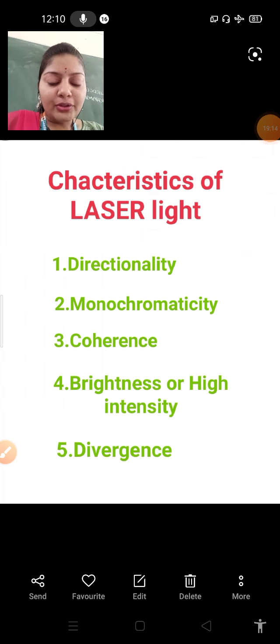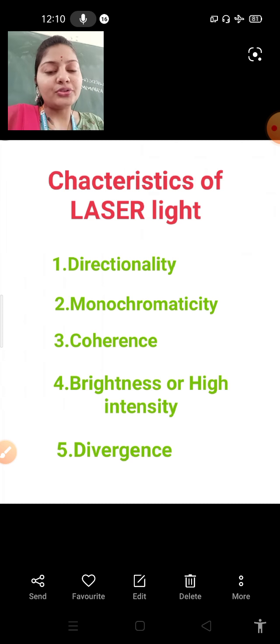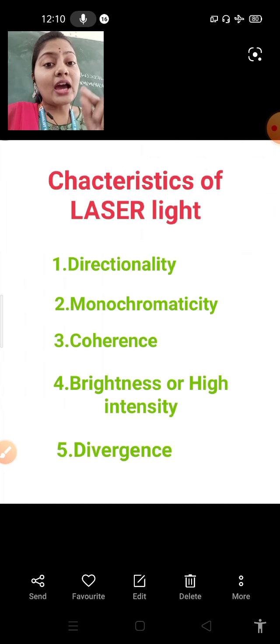Now coming to the fourth point, brightness or high intensity. I already told you laser light moves in a straight line without any deviation. That is why the brightness is very high compared to normal light. Laser light has high brightness in nature, which can also be called high intensity. Brightness and high intensity are the same.